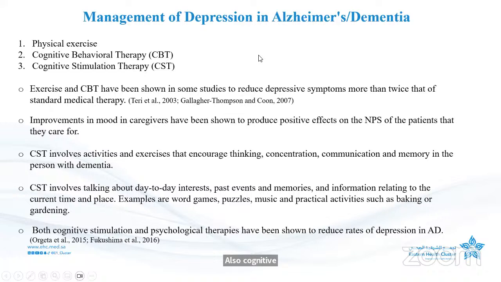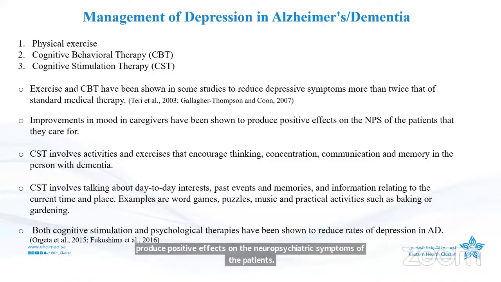Exercise and CBT have been shown in some studies to reduce depressive symptoms more than twice that of standard medical therapy, and by medical therapy here, they're talking about pharmacological therapy. Improvements in mood in caregivers have been shown to produce positive effects on the neuropsychiatric symptoms of the patients they care for.